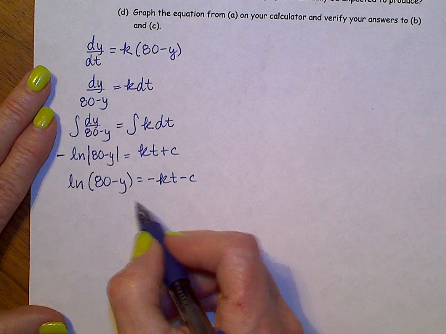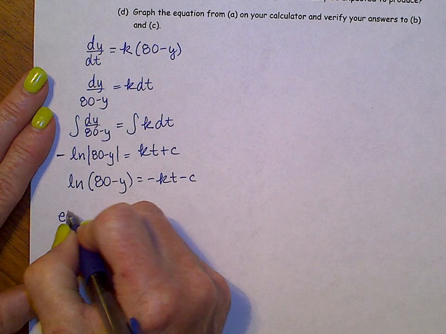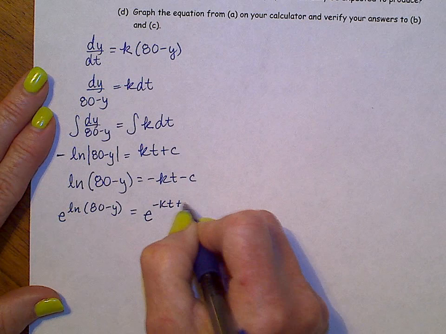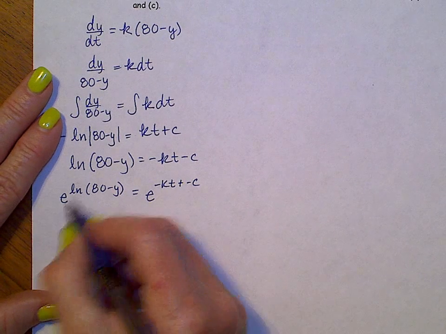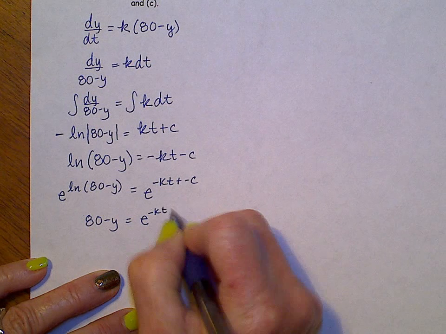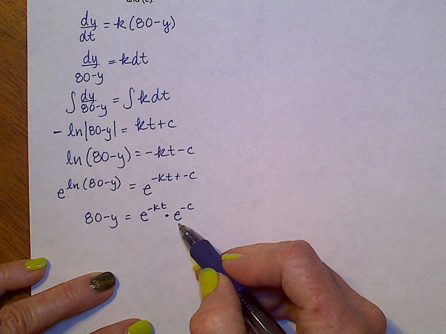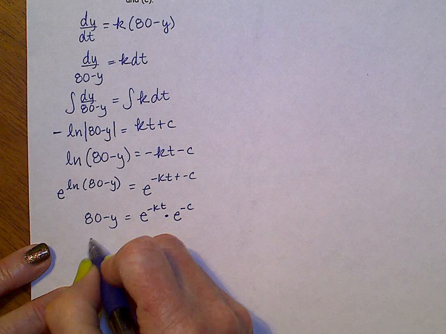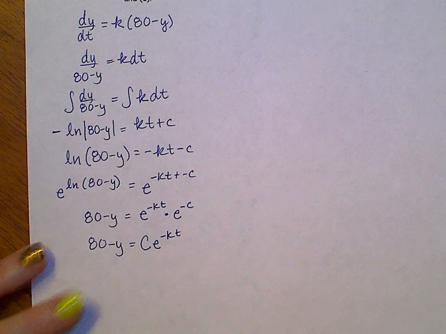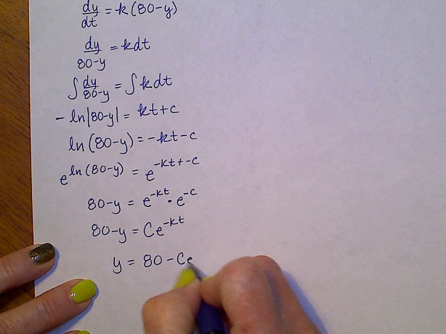And then solving here for y, I believe in pre-calculus most of you were taught to take e raised to both sides. And on the left-hand side, that simplifies down to be just 80 minus y. Right-hand side, we have e to the negative kt times e to the negative c. e, 2.718, blah blah blah, raised to any power is just a different constant. So we have 80 minus y equals some different constant C times e to the negative kt. Solving for y, we will have 80 minus Ce to the negative kt.